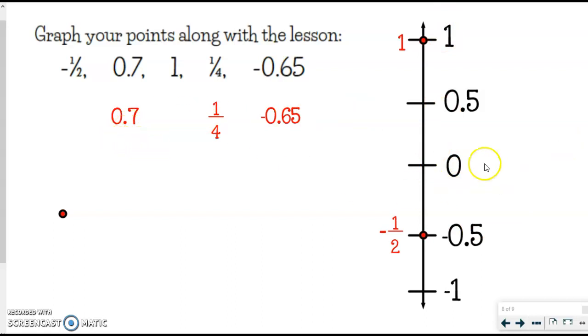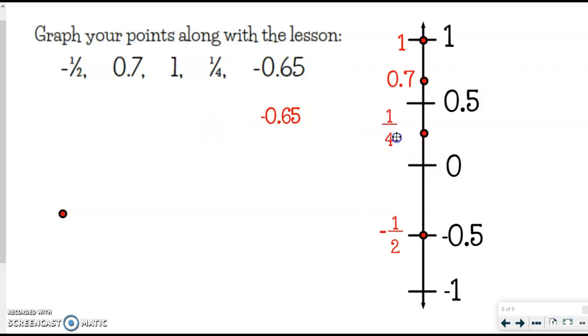Anywho, so 0.7 is positive, so it's going to be up from 0. And it's 0.7, so it's going to be past 0.5. So I know I'm going to be just a little bit past it, like not quite to halfway, but pretty close. So that's where we're putting our 0.7 at, or 7/10. 1/4 again is positive, and I know that's the same as 0.25, which is going to fall right in between our 0 and 0.5, so right about there.